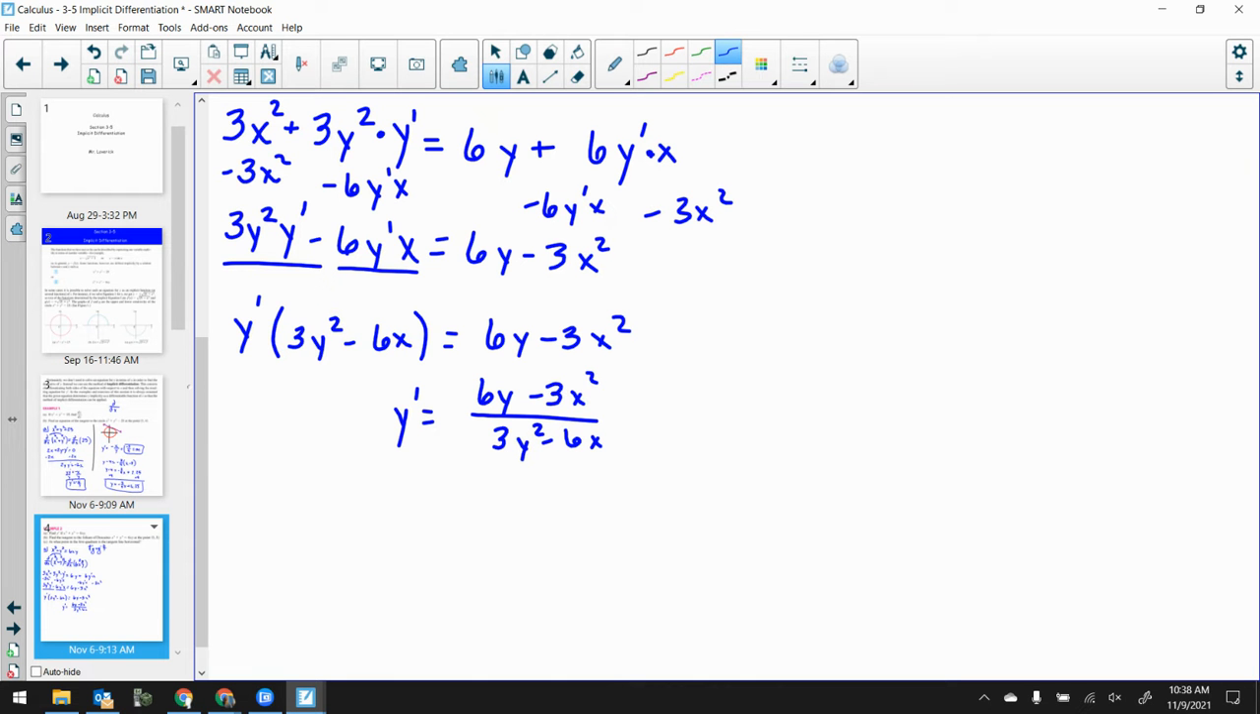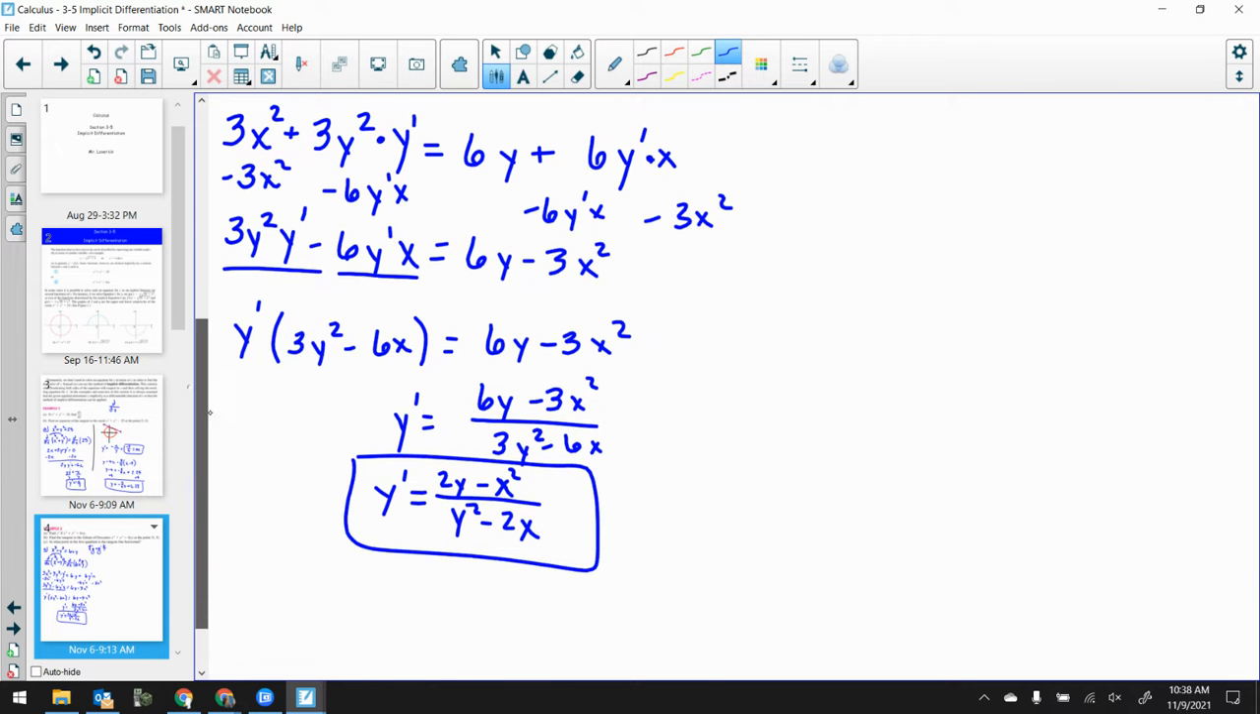And then I would try to reduce that down as much as possible, but the only thing I can do in this case is just divide out a 3. So y prime, I'll just reduce it down. 2y minus, divide out the 3, x squared over y squared minus 2x. I can't reduce down like this, x squared over x or the y over y squared. I can't reduce that down because those pieces are being added and subtracted to something else. All right, so there's y prime.